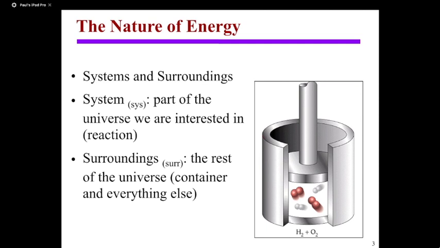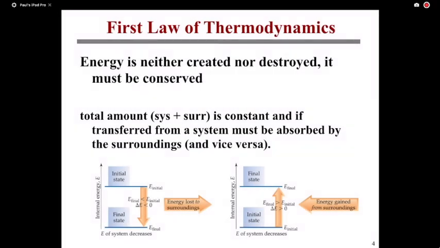Okay, you got the system, I'm focusing on that, and then you have the universe, the surrounding. Between the 2, energy will flow either from the system into the surroundings, or from the surroundings into the reaction. So we are measuring the movement of that energy back and forth. The first law of thermodynamics says that energy is neither created nor destroyed. It must be conserved. This sounds very much like the law of conservation of mass.